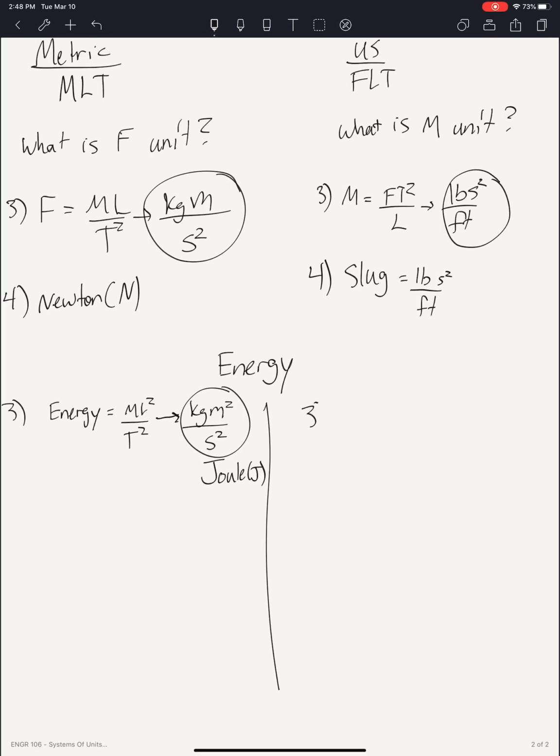And over here, we have that energy is F times L, which is going to be the foot pound or pound foot, if you like. Step 4, there isn't a common name for this, not a different name. We just call it a foot pound or a pound foot, either one. That's the standard unit for energy in the US system, and it doesn't have a separate name.